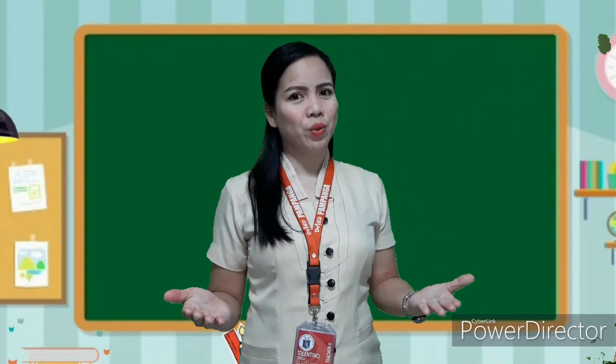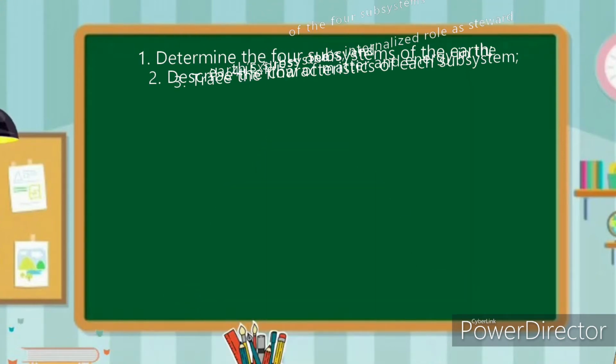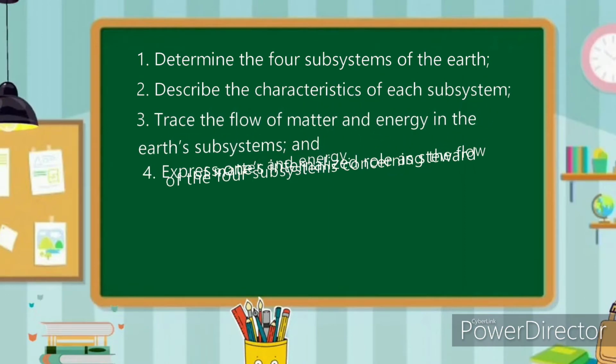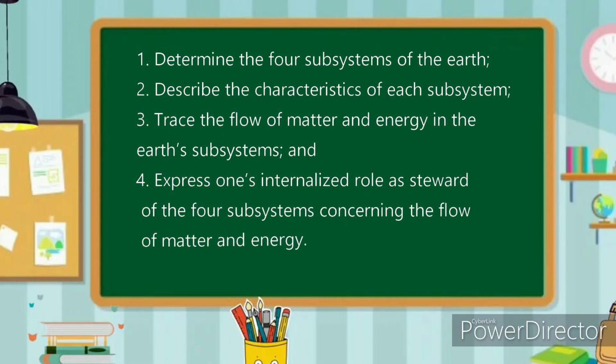After going through the lesson, you are expected to determine the 4 subsystems of the Earth. Describe the characteristics of each subsystem. Trace the flow of energy and matter in the Earth subsystems. And express one's internalized role as steward of the 4 subsystems concerning the flow of matter and energy.